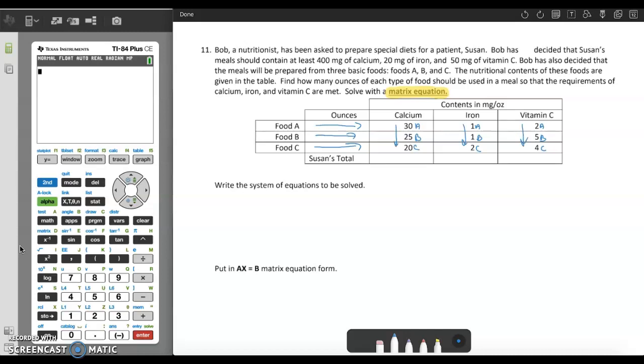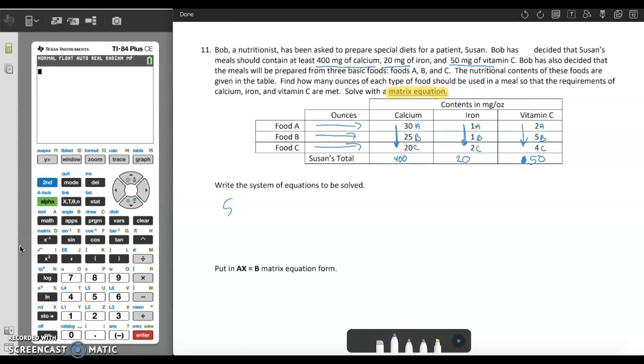Also, if you think going down is where we say, okay, well, all the calciums, so all of this first column, all the calciums, there needs to be 400 milligrams at least total. So there's my total of calcium. And then my total for iron is 20, and my total for vitamin C is 50. So now we have equations that actually make sense. They're equations that have three variables in them and that are set equal to something.